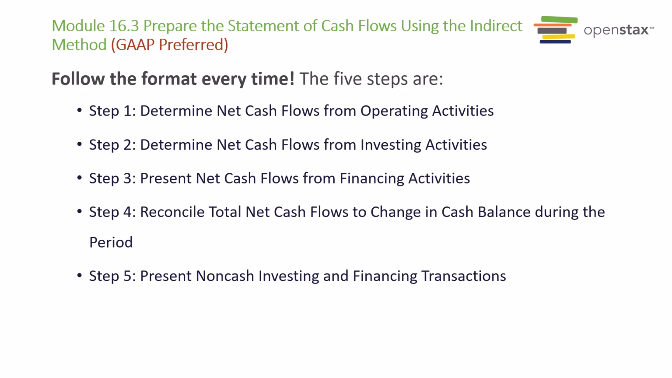Then at the bottom beneath those 3 sections, we will reconcile our net cash flows that we get from those 3 sections to the changing cash balance that we get from our balance sheet. And then at the bottom, we will provide any additional notes related to non-cash investing and financing transactions. These are the steps we're about to go through in detail. So for now, you just want to get that format organized and into your notes.